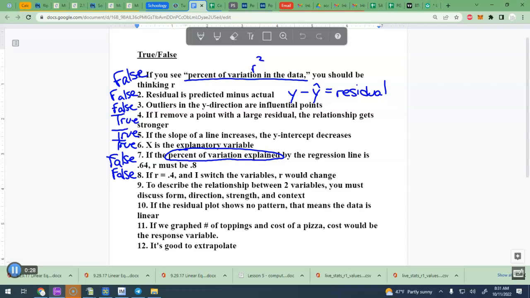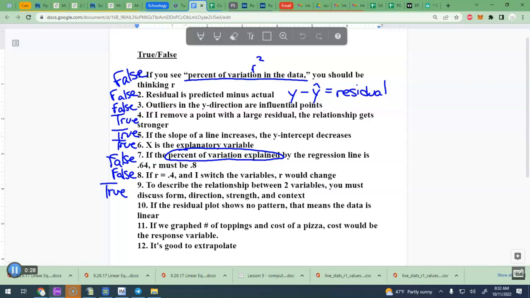9, I could see, I think Kyle wants you to talk about outliers too when you describe the graph. So this is a little iffy, but you should describe all these things. So I'm going to say this is true. You can discuss outliers also if you want, but I should discuss form, which is linear or non-linear, direction, positive or negative, and then strength, strong, moderate, or weak. And then don't forget context, that's like labeling your graph.